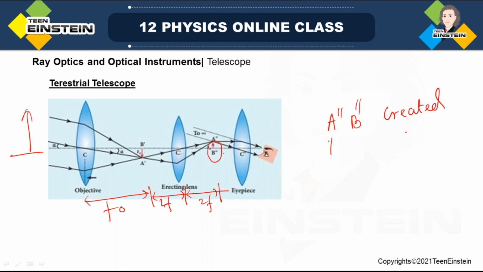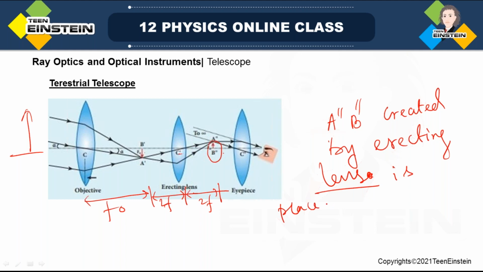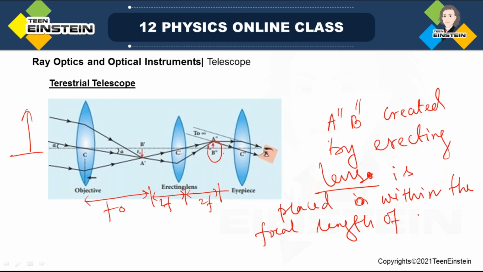created by the erecting lens. Sorry, the erecting lens is placed between, or within, the focal length of the eyepiece.